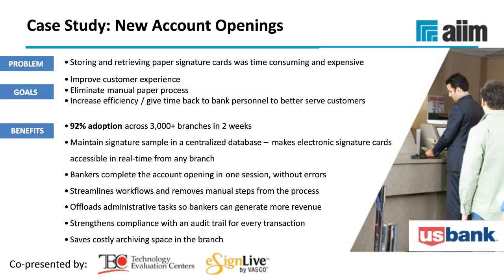With electronic signatures, the bank's account opening platform was completely integrated with eSign Live, which enabled the system to hand over those forms to eSign Live for signing. From there, our solution takes over and executes the signing process. In this case, it was through a tablet. In the final step, that completed form is returned back into the bank's back-end system for downstream processing and archival. This solution that U.S. Bank implemented was deployed across over 3,000 branches in a two-week time frame, and had over a 90% adoption rate, which is pretty incredible. So we were really excited to hear about that success story from U.S. Bank.